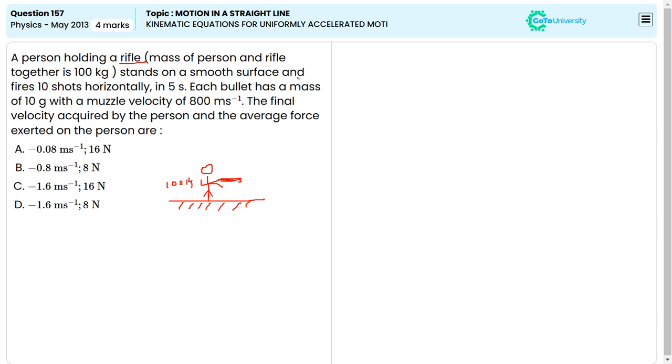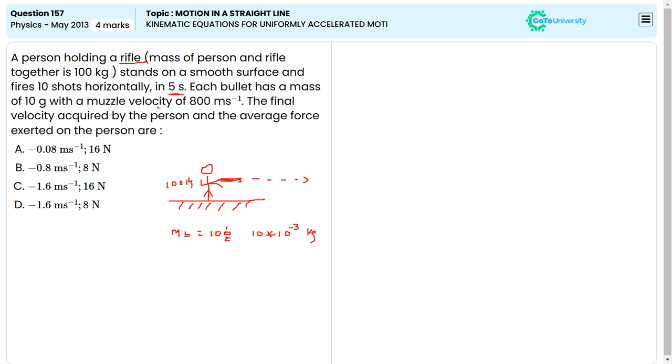Stands on the smooth surface and fires 10 shots horizontally in 5 seconds. In 5 seconds, he shot 10 shots horizontally. That means the bullet will go in this horizontal direction. Each bullet has a mass of 10 grams. Later we can convert this in terms of kg. That is 10 into 10 to the power of minus 3 kg.